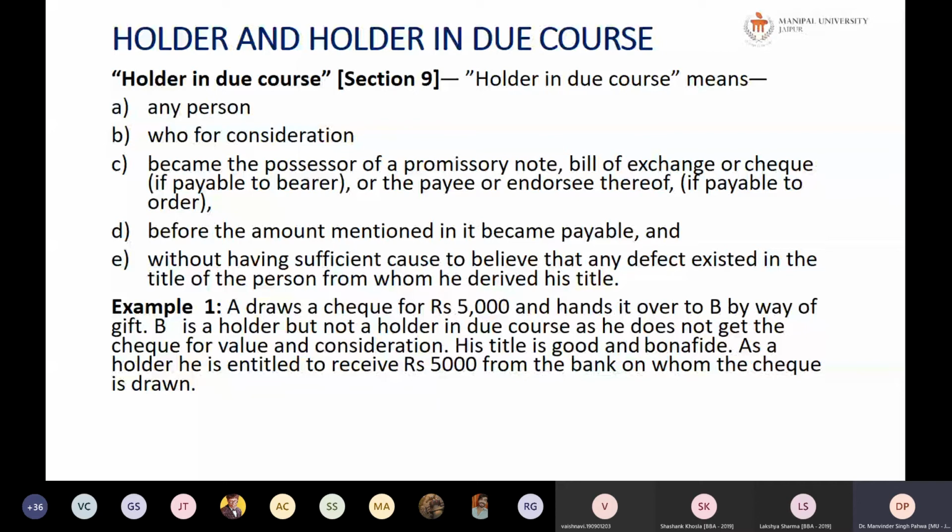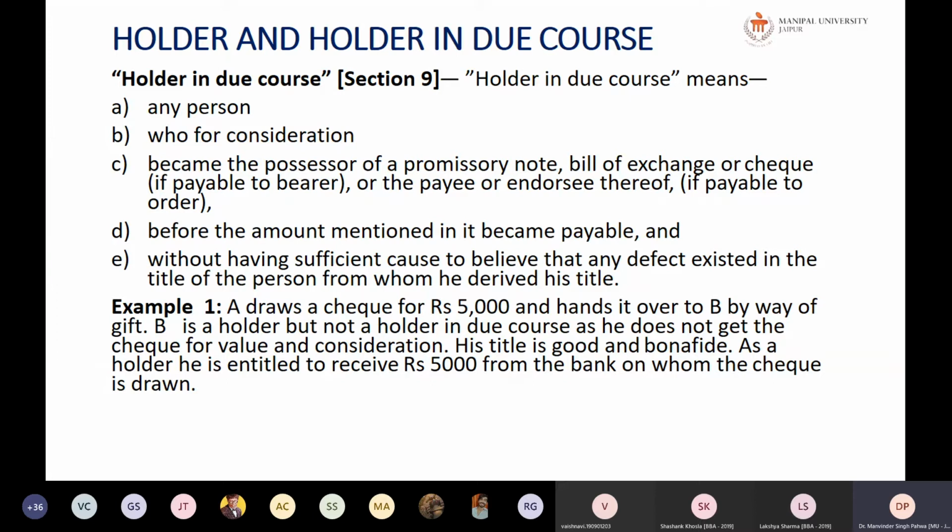So holder in due course is a person who has actually paid for that. Suppose, for example, a person has given goods to someone, and in exchange of that, he receives a check. So he is receiving the check because he has done something for it. He has delivered the goods to someone, and in consideration of that, he is receiving the check. So there has to be a consideration in this. There has to be some value earned or value given, and it must be before the due date.